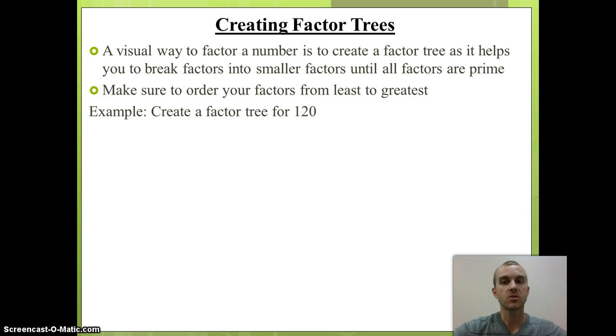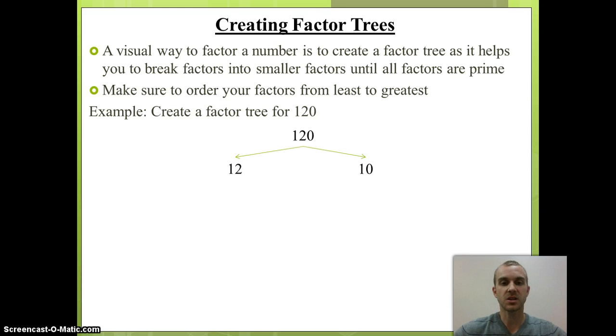Now, one other thing we use prime numbers for is to create factor trees. It's a visual way that we can create the factors of a number. One thing we want to make sure of, after we create our trees, is that we list our factors in order from least to greatest. So say we wanted to create a factor tree for 120. So I start with 120. Now I can divide it by any factors I know. I know that 12 times 10 will make 120.